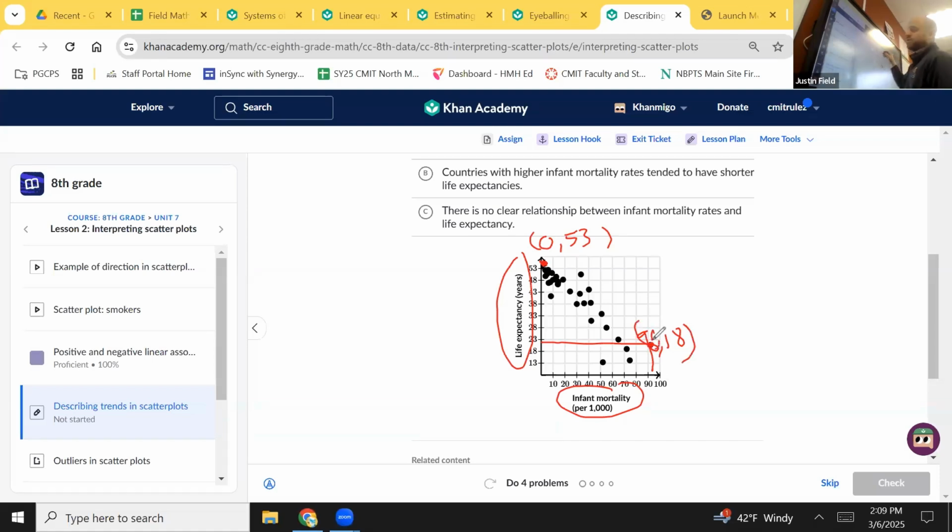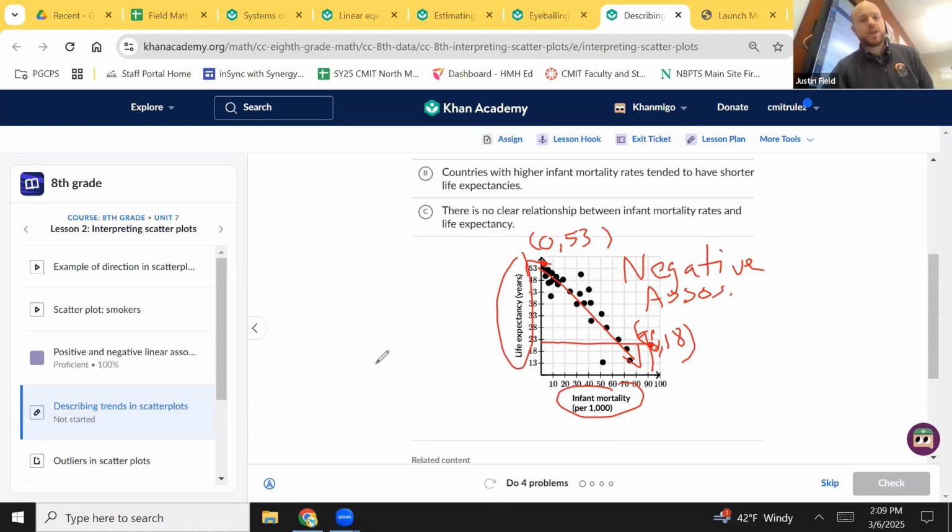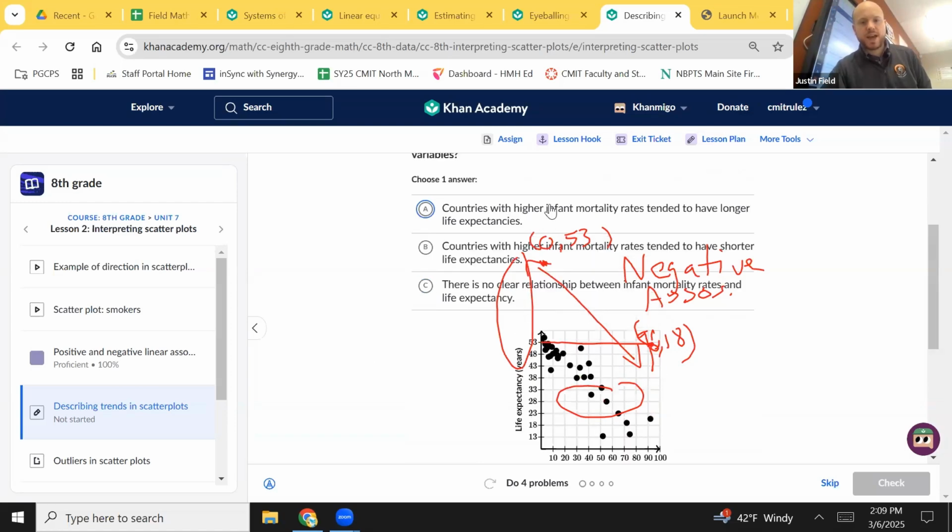Okay, so from last week, we talked about positive, negative, linear, nonlinear. You should be able to see that this is a negative association, which means as the x value increases, the y value decreases. So as the infant mortality rate, the x value, gets higher, the life expectancy gets lower. That's a negative association. So let's find out which one says that.